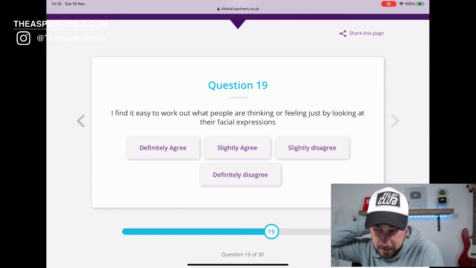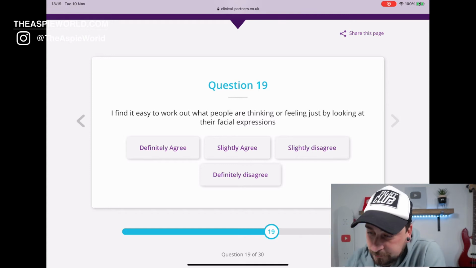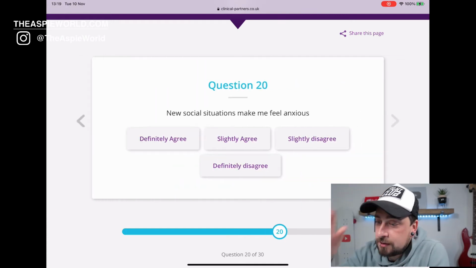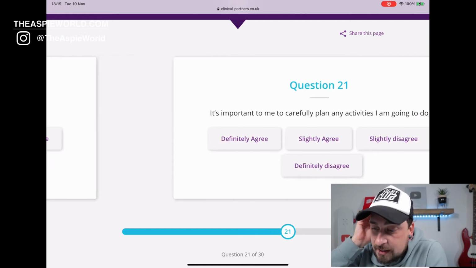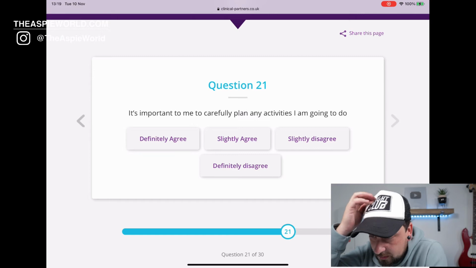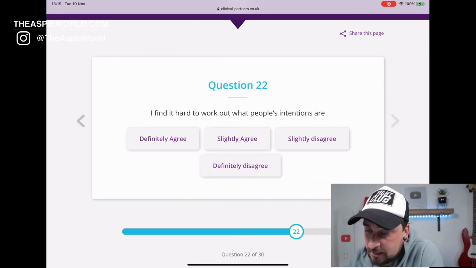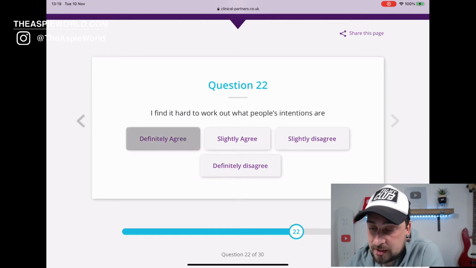I find it easy to work out what people are thinking or feeling just by looking at Facebook posts. No way. New social situations make me feel anxious. Yep. It's important to me to carefully plan any activity I'm going to do. Oh, definitely agree. I find it hard to work out what people's intentions are. I definitely agree. It's really difficult to know what people's intentions are.